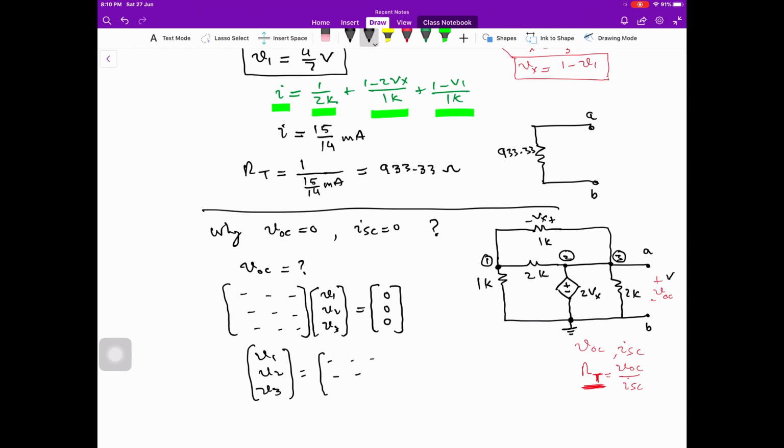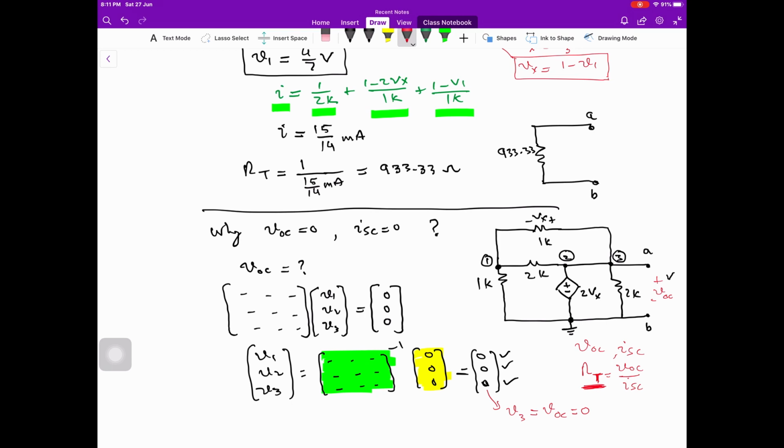Now if you find V1, V2 and V3 while the right hand side is equal to 0, whatever the matrix over here is, just to save time, take its inverse and multiply by 0 over here. Whatever this matrix is, if we multiply it with a matrix of all zeros, what will be the result? 0, 0, 0. So it shows that V1 is equal to 0, V2 is equal to 0, and V3 is equal to 0. And you know, this V3 is V open circuit, which is equal to 0.